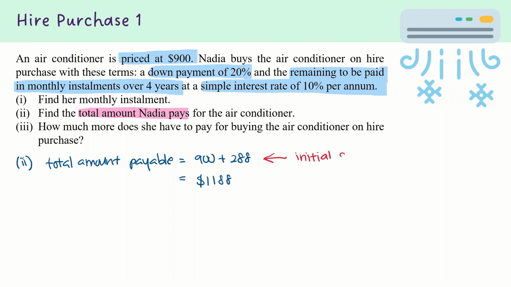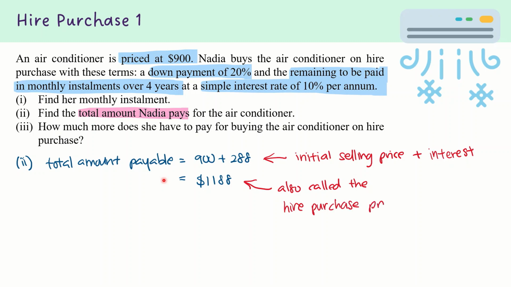So there's no need for you to go through very long calculations. We just need to know that the total amount payable will be the selling price plus the interest amount. Now, this amount, other than being called total amount payable, is also called the hire purchase price. You need to be able to recognize this term, because there are times whereby the question uses these words, hire purchase price, instead of total amount payable.